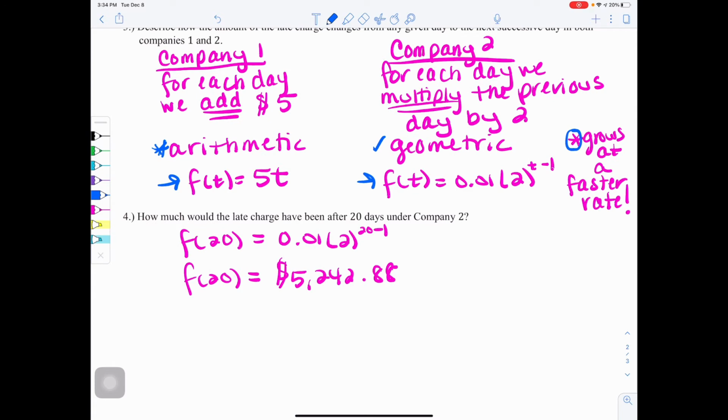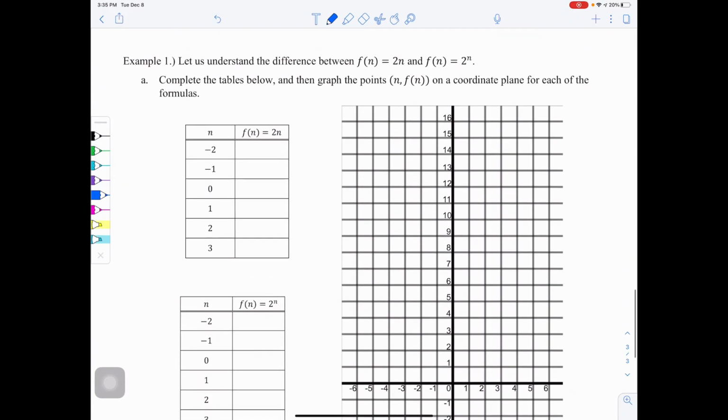So that's why it was important to actually write the formula for these, because if I write the formula, this is an easy question where I just replace the T with 20 and I find out it would be $5,242.88. So now let's take a look at the example together.